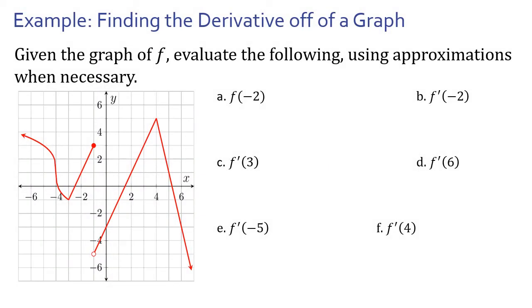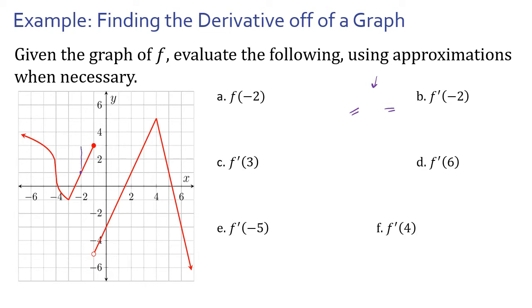Given the graph of f, evaluate the following using approximations when necessary. So remember that the derivative just stands for what is the rate of change at that specific x value on the function. So for example, I'm going to skip straight up to letter B. If I was trying to find the derivative of the function at x equals -2, I'd go to x equals -2. And luckily here, this is a linear function, so the rate of change is constant, and it's what the slope is of that line.